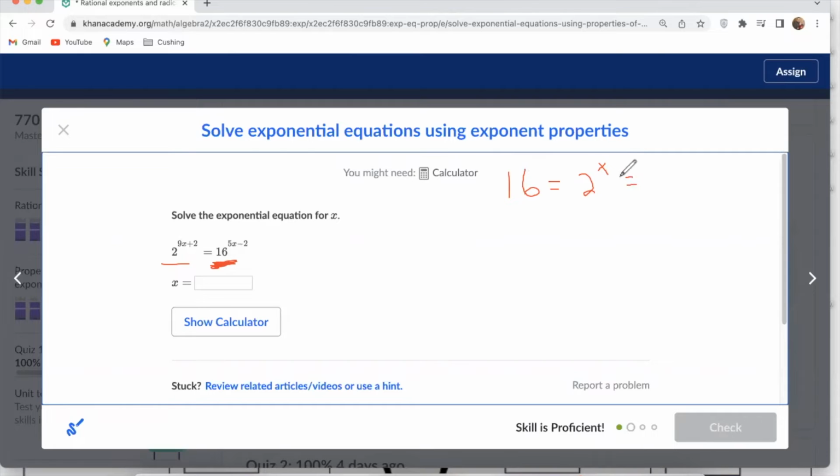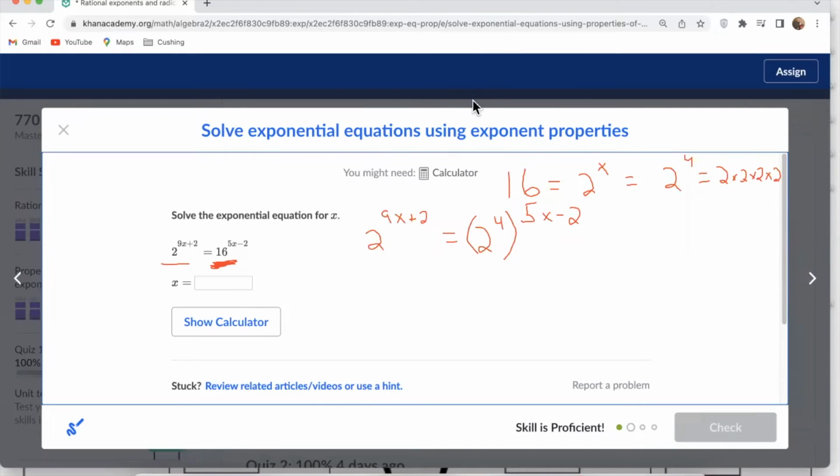And if you just know your exponent rules, and practice this, the number you're going to get here is 4. 2 to the 4th power is 16. Another way to think of 2 to the 4th power is 2 times 2 times 2 times 2. So what I'm going to do is rewrite 16 as 2 to the 4th. So on the left side of my equation, I have 2 to the 9x plus 2. And on the right side, I'm rewriting 16 as 2 to the 4th, and that is raised to the 5x minus 2.